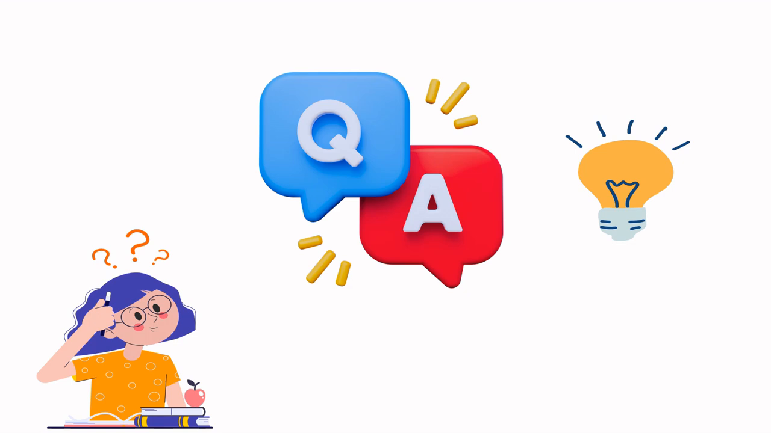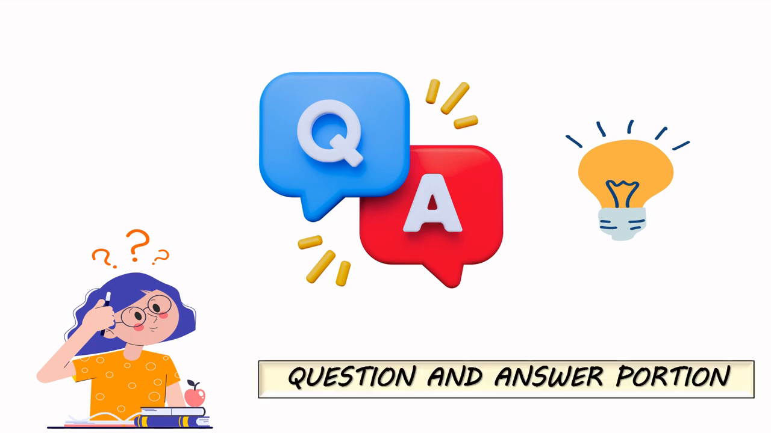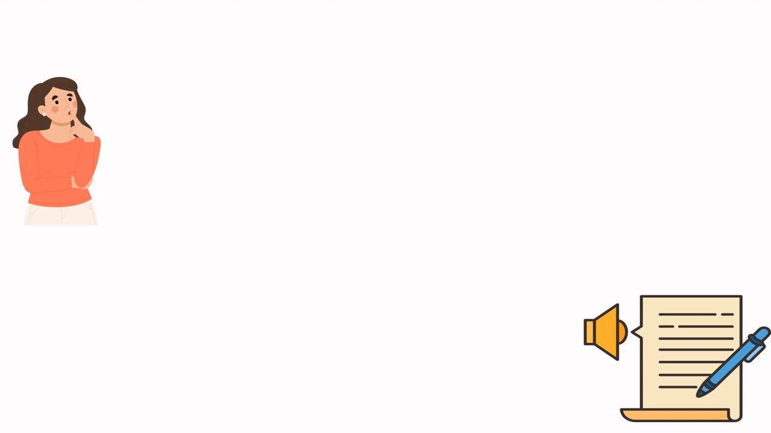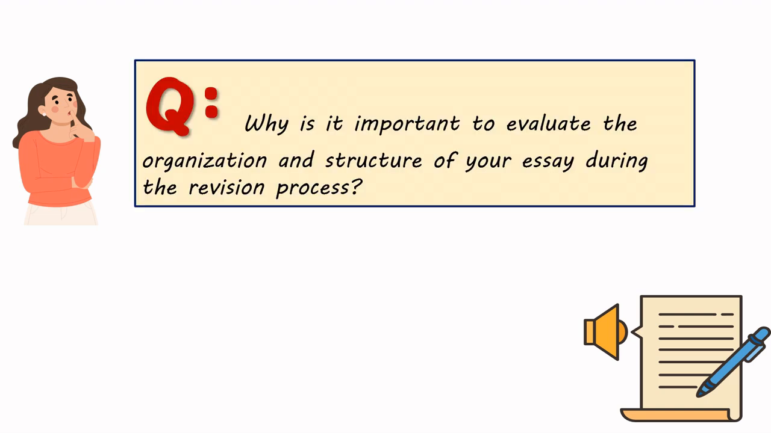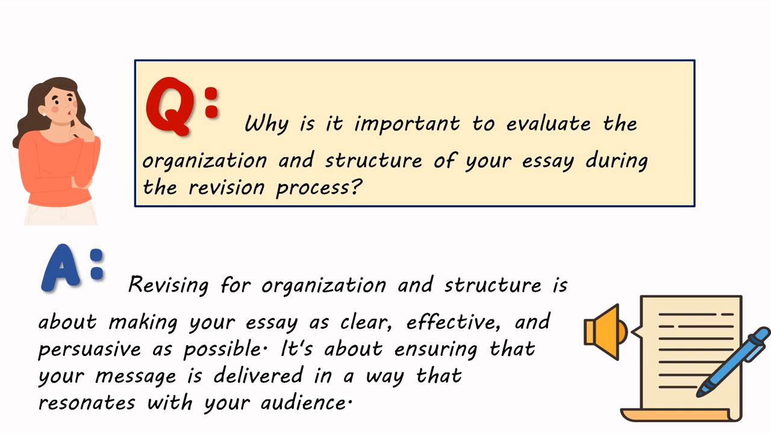This time, let us have a question and answer portion. Question: why is it important to evaluate the organization and structure of your essay during the revision process? Answer: revising for organization and structure is about making your essay as clear, effective, and persuasive as possible. It's about ensuring that your message is delivered in a way that resonates with your audience.